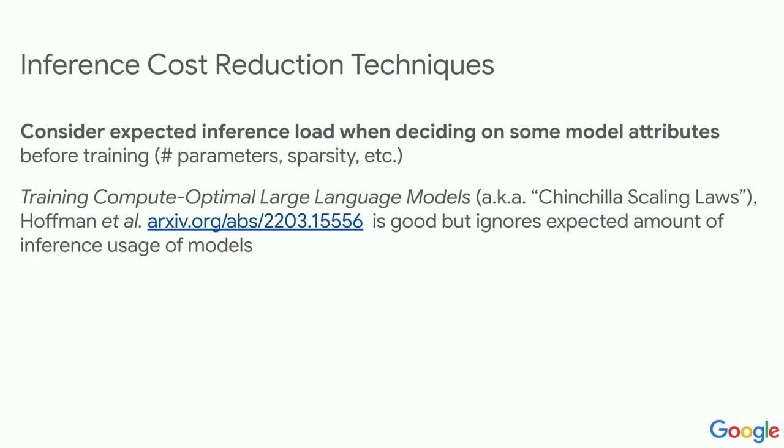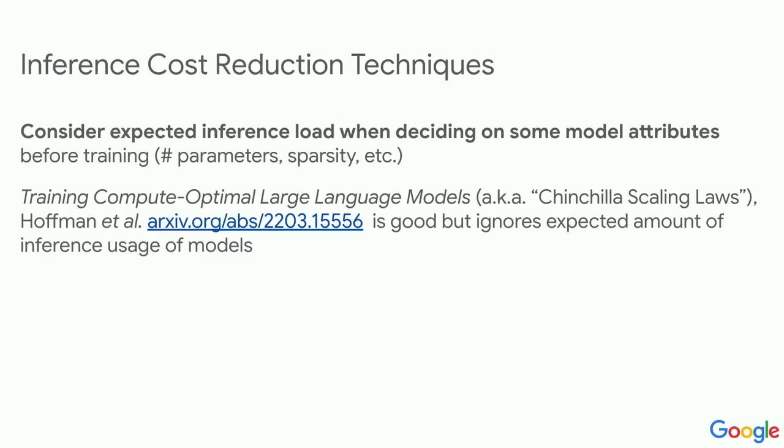There's a whole bunch of inference cost reduction techniques. One thing you want to do when building an inference system is consider the expected inference load when you're deciding on some model attributes. There's been a lot of attention to the optimal choices for scaling large models with this paper, Training Compute-Optimal Large Language Models, also known as the Chinchilla scaling laws. It's really good, but this model doesn't consider inference, how many times you're going to use that model for inference. Really what you care about is probably some estimate of the total training cost plus how much inference is going to cost you over how many requests you think that model is going to have to serve.